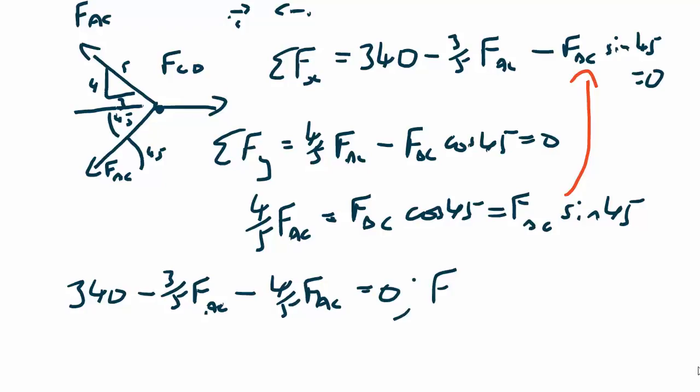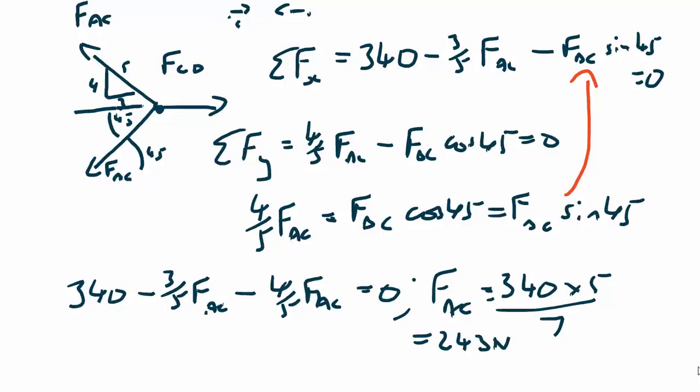So FAC is going to be 340 times 5/7, which equals 242.9, so the PowerPoint of the lecture says 243. They've rounded it, that's fine. If I substitute that value back into either equation, then FBC, I think I'm going to run out of room down here, FBC comes out at 275 newtons.